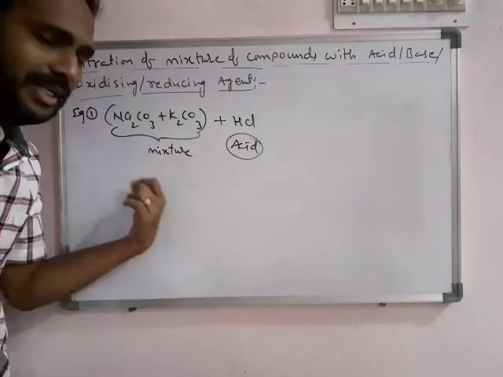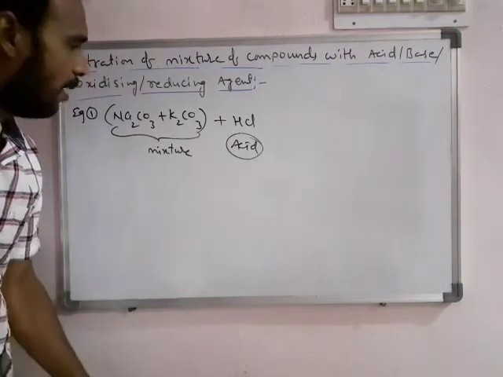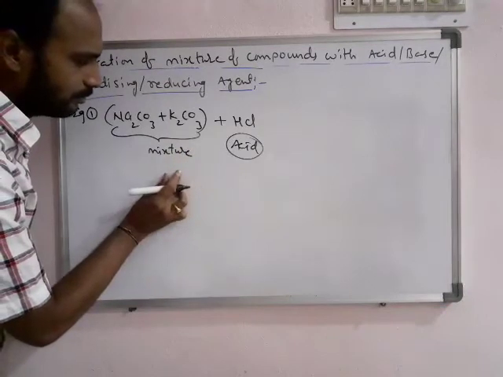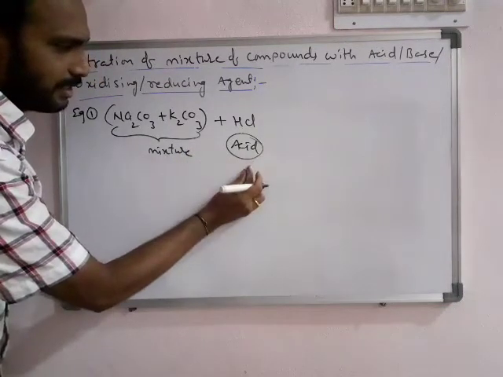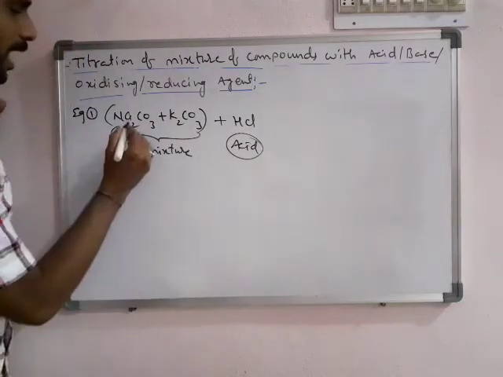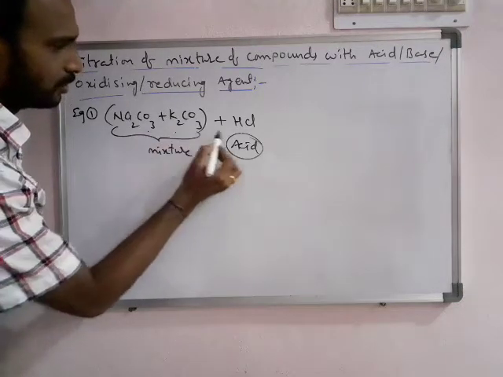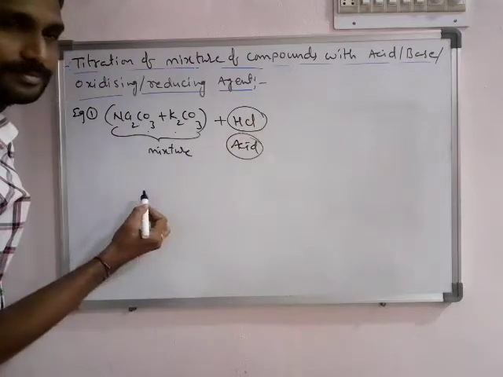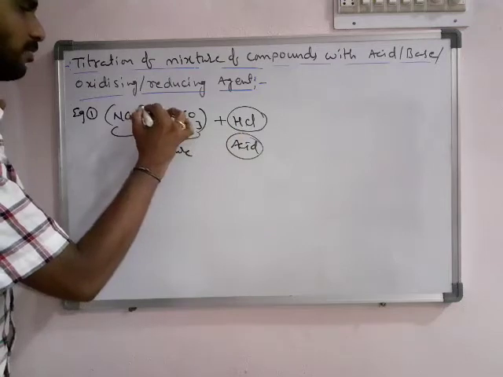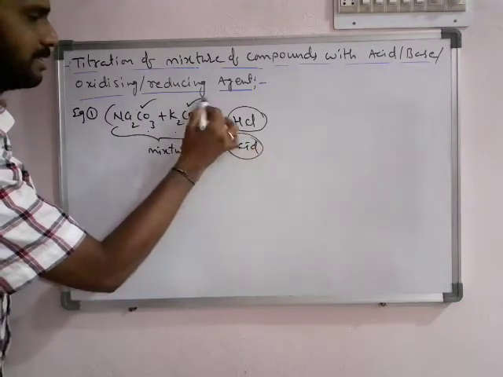Generally, we equalize the reaction with milli equivalents and do further calculation. But when there is a mixture of compounds, the mixture of compounds totally reacts with this part and gives some products. So here the important thing is whether this mixture of two compounds reacts or not. In the example we have taken, Na2CO3 reacts with HCl. K2CO3 also reacts with HCl.